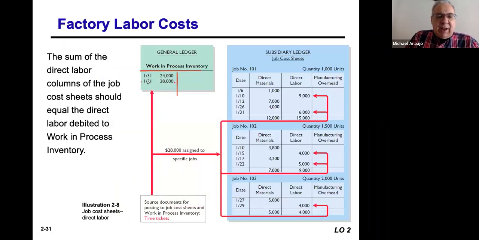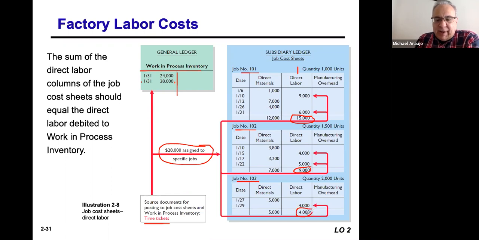So this 28,000 for direct labor has to, again, be assigned to each of the specific jobs. Remember, we have job 101, job 102, and job 103 all requiring labor. All right. So when you examine those particular tickets, what you'll notice is job 101 required labor of $15,000 total based on two separate work days. Job 102 had total direct labor of 9,000. Okay. And job 103 had direct labor of 4,000.